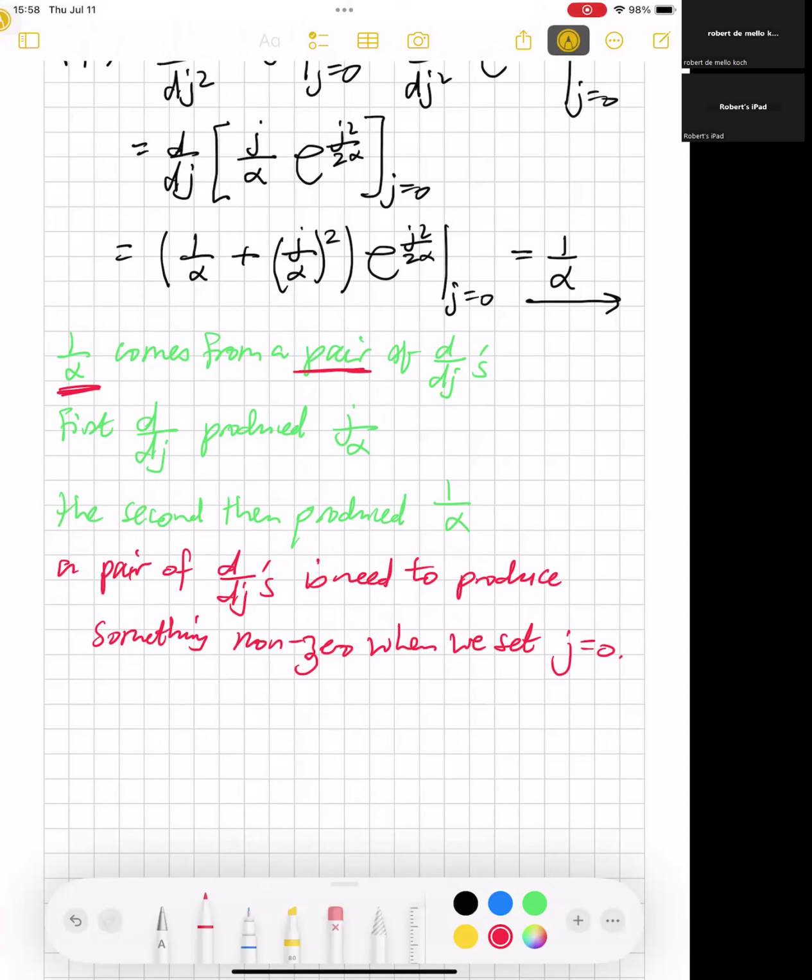I really hope that this is ringing bells and it's looking very similar to what we did in 3+1 dimensions. We'll continue in a moment.